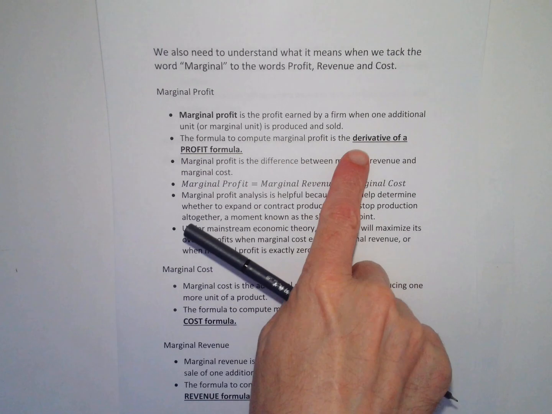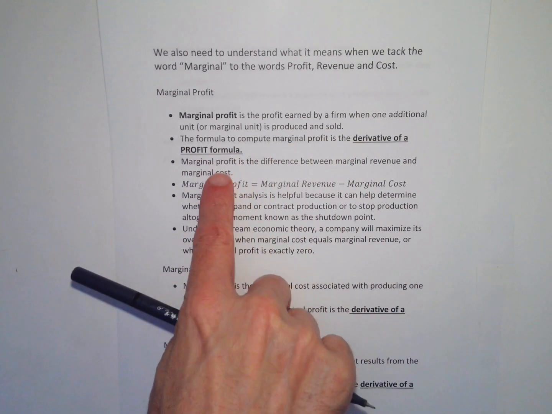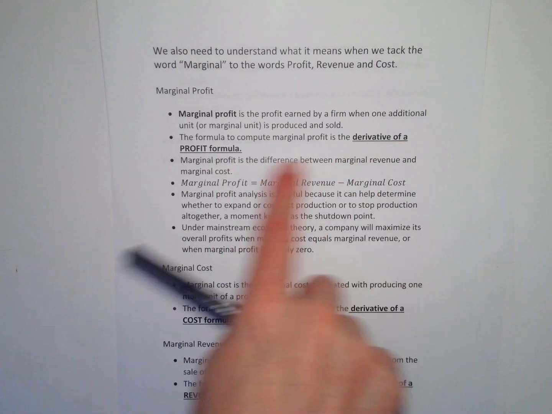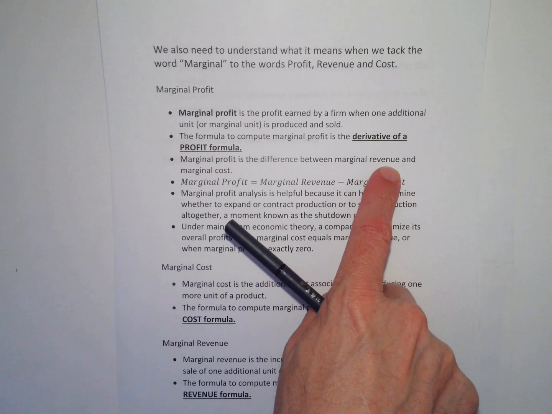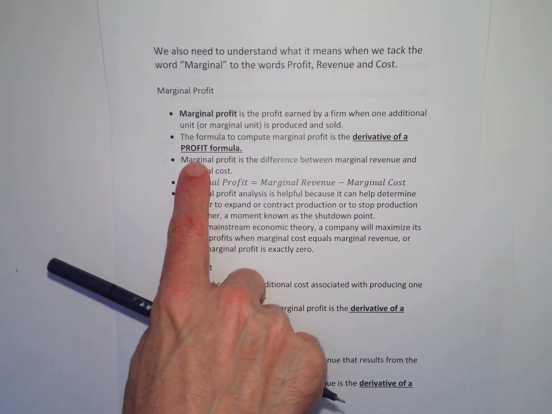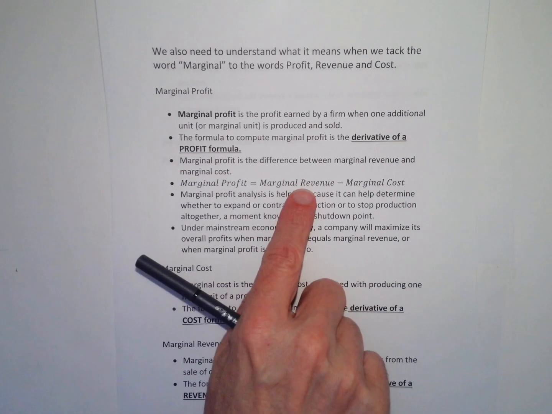And the marginal profit function is just the derivative of a profit function. Marginal profit is the difference between marginal revenue and marginal cost, because profit itself is revenue minus cost, so marginal profit is marginal revenue minus marginal cost. And that's what I wrote there.